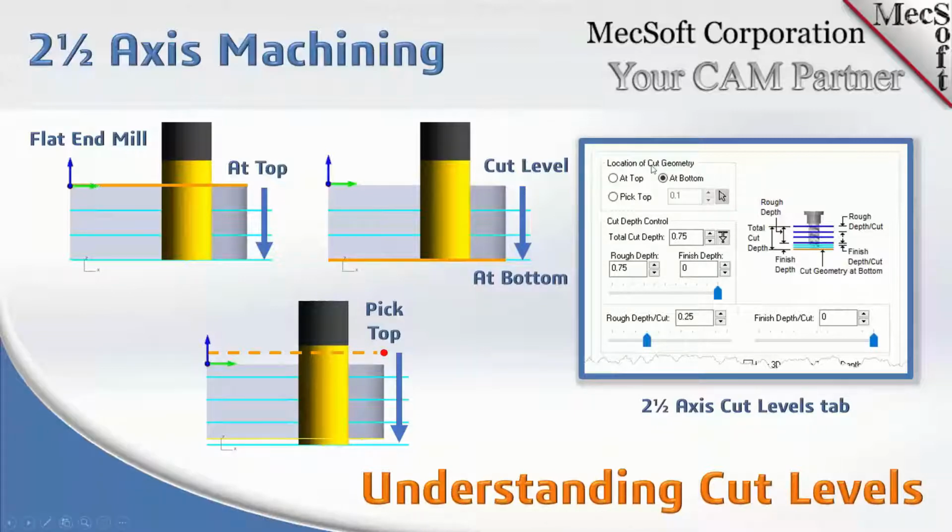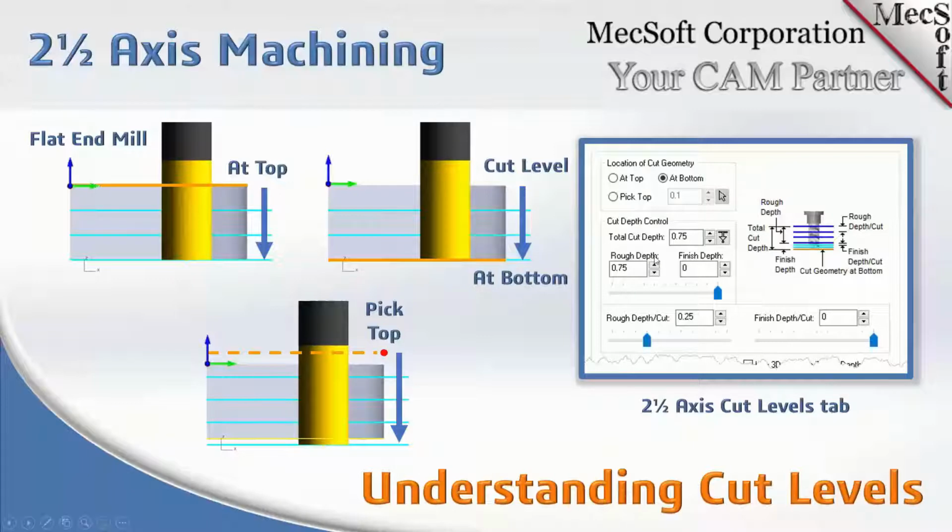So you got the location of your cut geometry. In this example, it's at bottom, okay? And for the total cut depth, it's 3/4 of an inch. So if you look at the total cut depth on the left side of this illustration, the total cut depth starts or ends at the bottom of the control geometry, and it works its way up and starts there and works its way down.